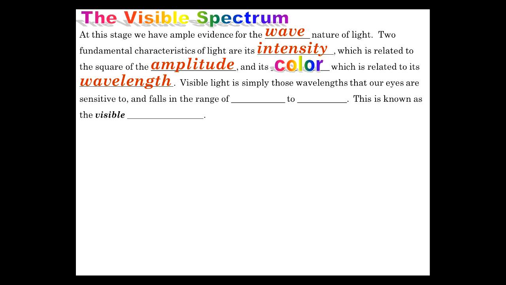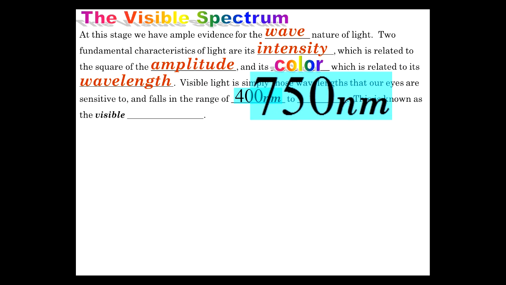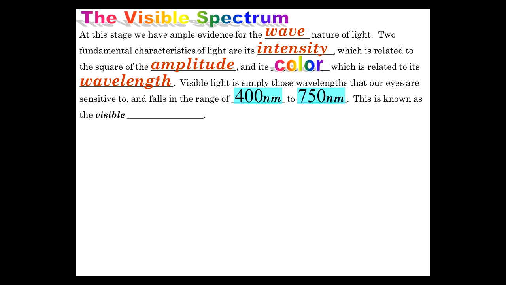Now, visible light is just that sliver in the electromagnetic spectrum that our eyes respond to. The photons that correspond to a certain wavelength. I'm interchanging photons and waves here, particles and waves, basically. And it's the wavelengths that fall between 400 nanometers to 750 nanometers.